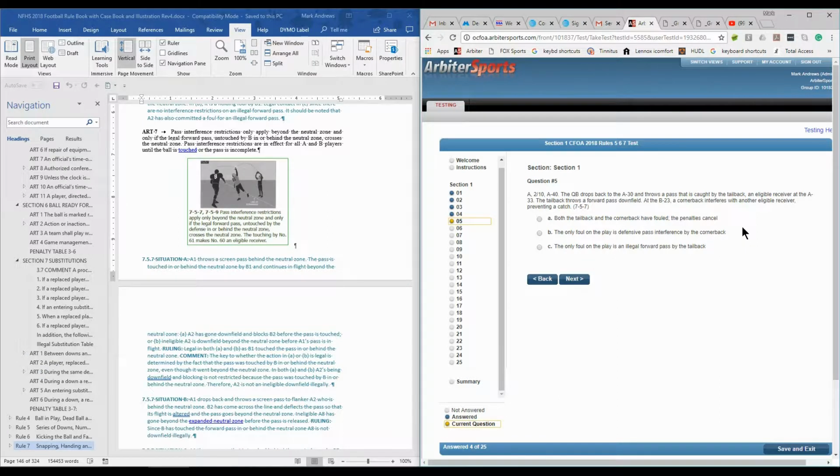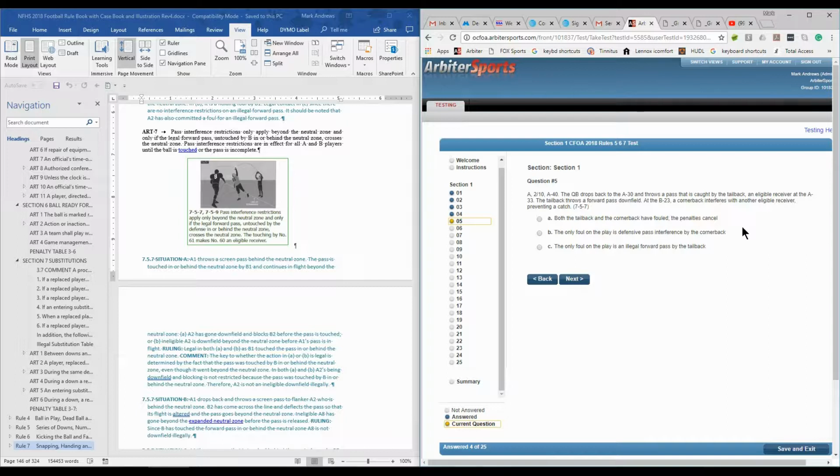Question 5. Team A, 2nd and 10 at the A40. The quarterback drops back to the A30 and throws a pass that is caught by the tailback, an eligible receiver at the A33. The tailback throws a forward pass downfield. At the B23, a cornerback interferes with another eligible receiver, preventing a catch. So what do we have here?